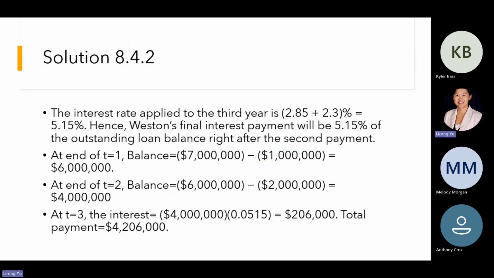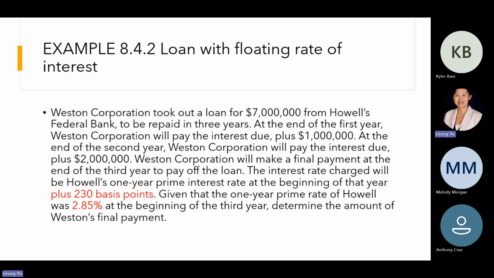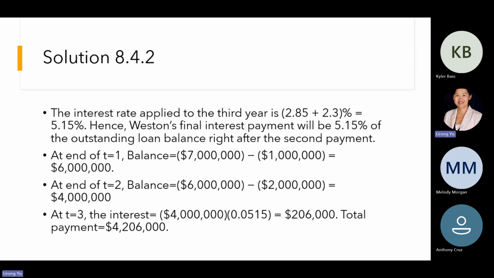So let's talk about the payment. Depending on the interest rate, you're given that the 1-year prime interest rate was 2.85%. This is talking about the third year. When I ask what would be the third year's payment, the 2.85 is the prime interest rate. So compared to what you're being offered, we have to add to that rate the 230 basis points. So the actual interest rate is going to be 2.85 plus 2.3. The actual interest rate for the company is 5.15%.